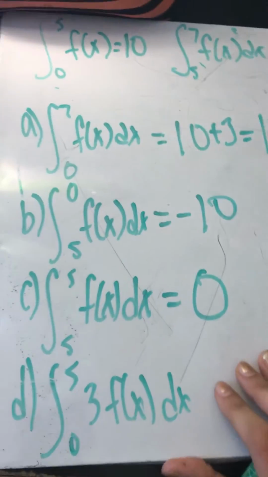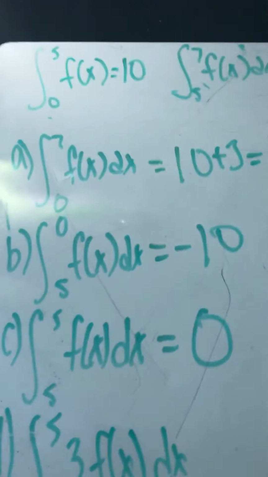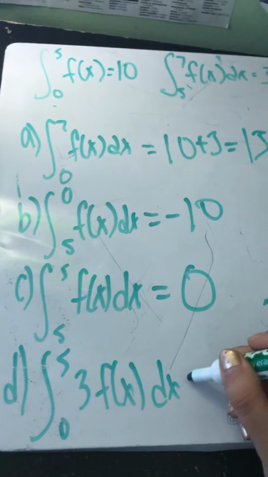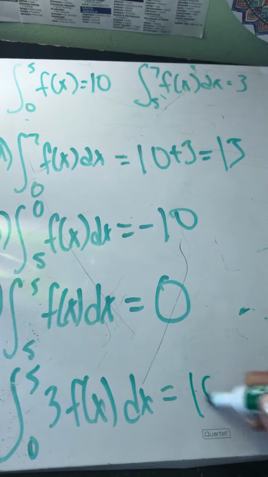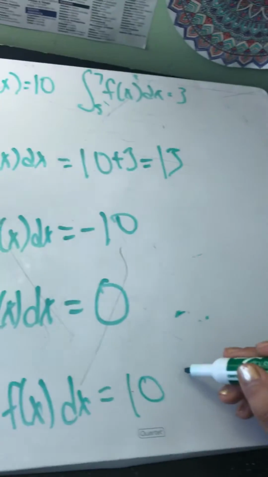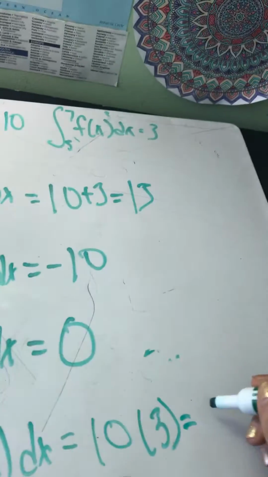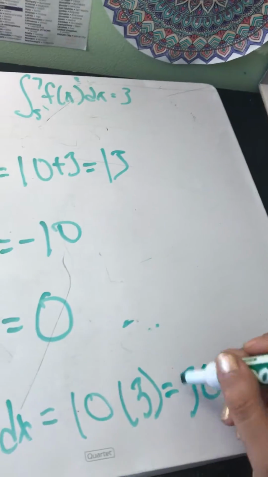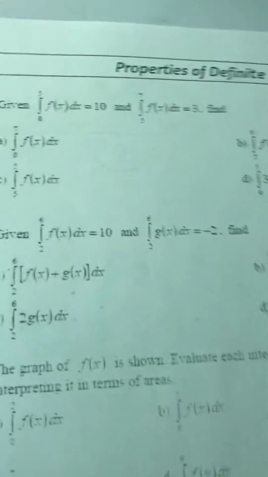Okay, and lastly, we have from 0 to 5, 3 times the function. They give us that f of x from 0 to 5 is 10, but now we have this 3. Now you're just going to multiply the 3. Let me know if you have any questions. So your answer is 30. These ones aren't too bad, but you just have to know the properties of them. And I believe the next ones are similar to these.